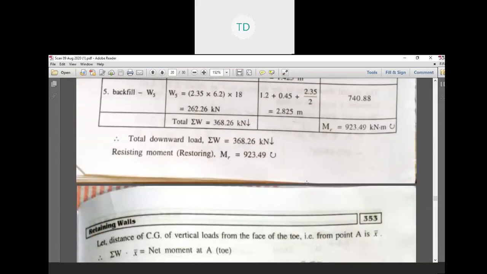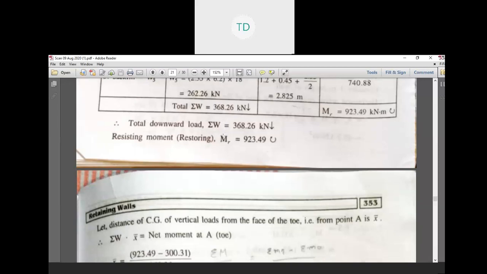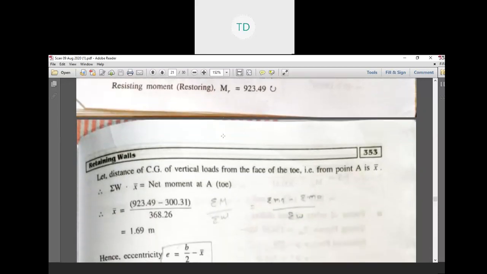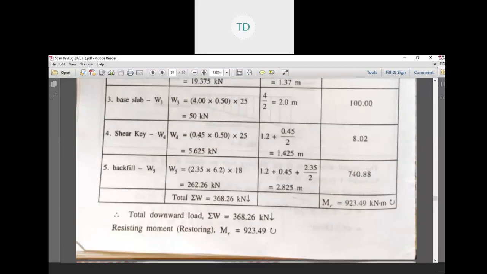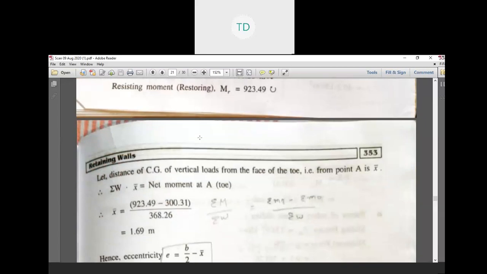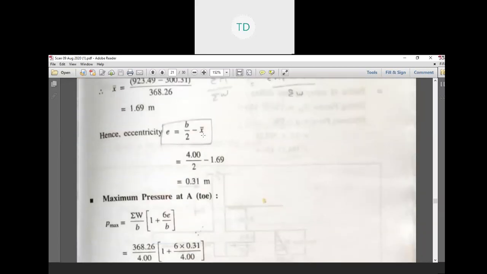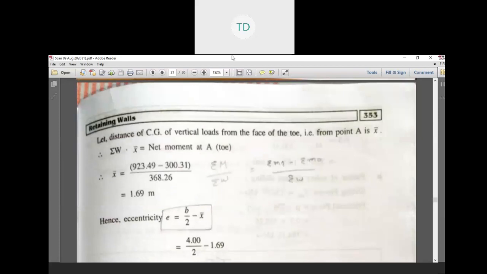Make the summation, and this is the resisting moment, 923.49 kilonewton meter. The total downward load is 368.26. We get all the loading on this retaining wall. In the next chapter we are going to take pressures and the rest of the design work.